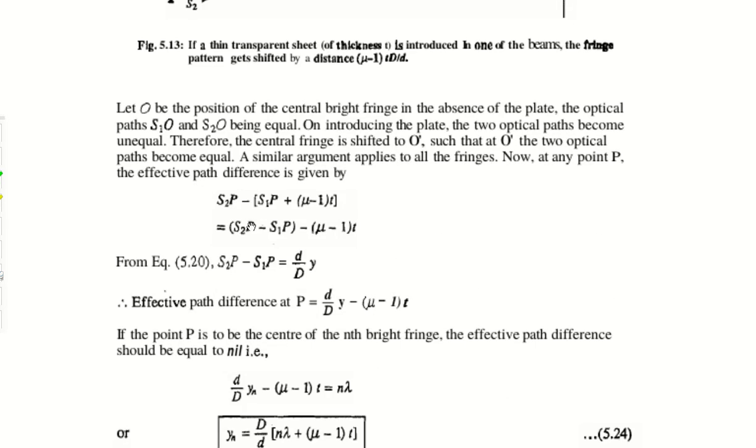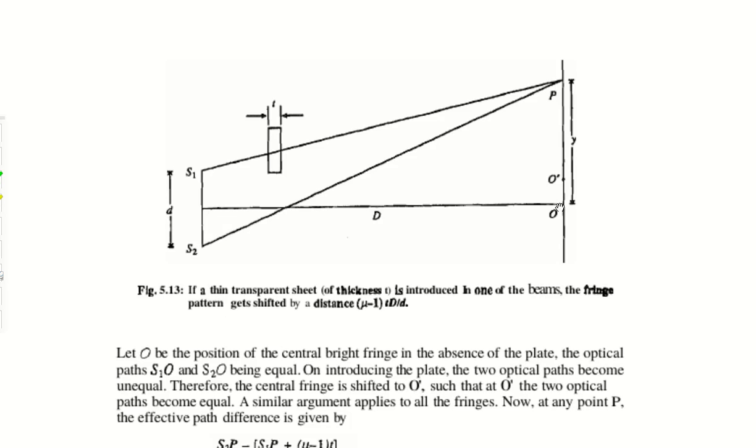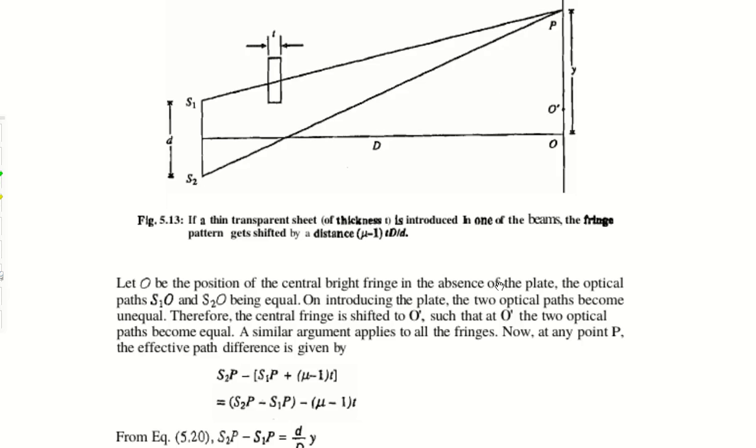So the net path difference is this. Again, for the net path difference we have the formula S2P minus S1P is equal to yd by D. You can see this formula while I was describing the fringe width calculation. There is a step where S2P minus S1P is equal to yd by D, where y is the distance of the point of investigation from the center of the screen.